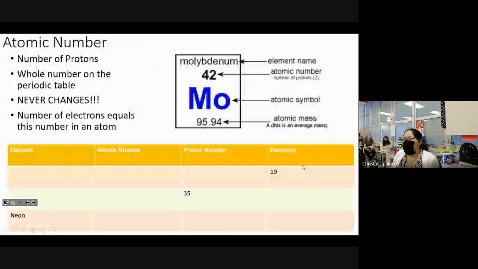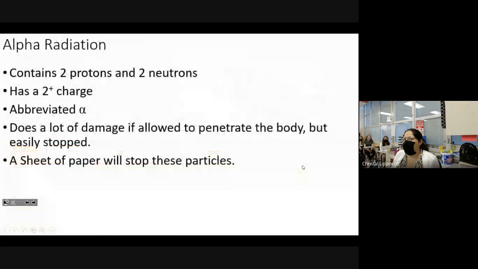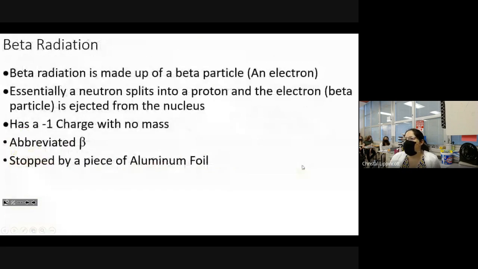So when we go through beta decay, essentially what's happening is a neutron is splitting into a proton and an electron. The electron then zooms out of the nucleus, and that is your beta particle. It has a -1 charge. It has no mass. It's abbreviated like a capital B with a little tail on it. And this can be stopped by a piece of aluminum foil.